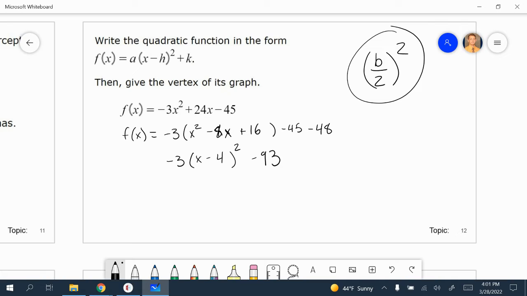And that's it. That's how you rearrange this equation to put it in vertex form. It's kind of complicated. You have to separate some things and move things around, but it's not that bad once you get the hang of it.